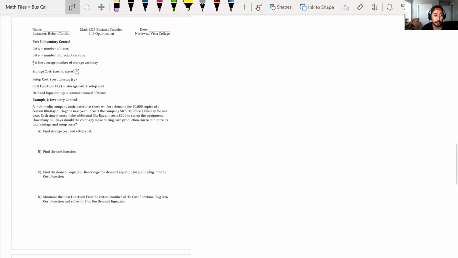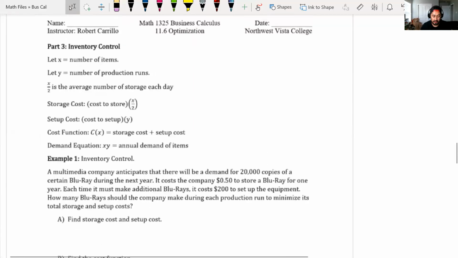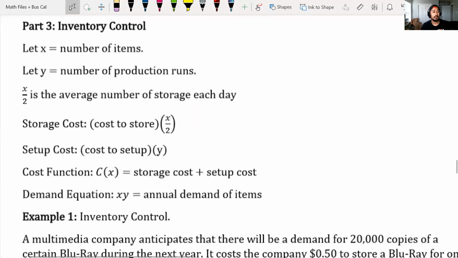Now we get into part 3, inventory control. So let's go over some definitions, some labeling for when we're working with inventory control. X is going to be the number of items, like always. Y is the number of production runs to make x amount of items. x over 2 is the average number in storage each day.